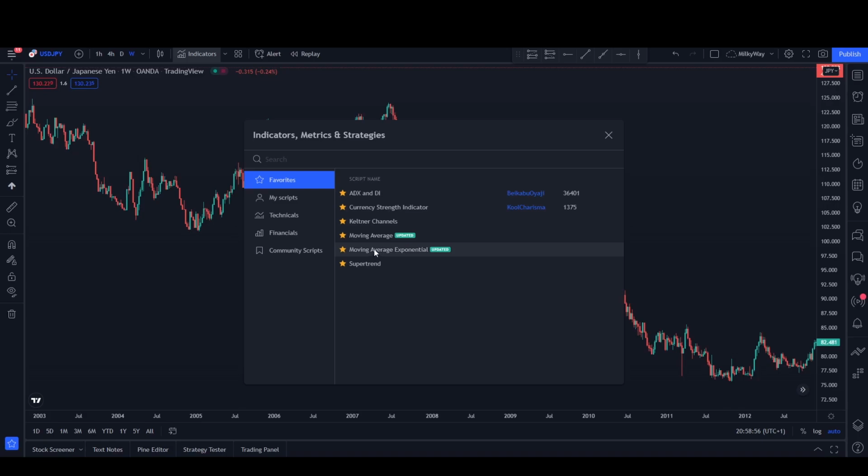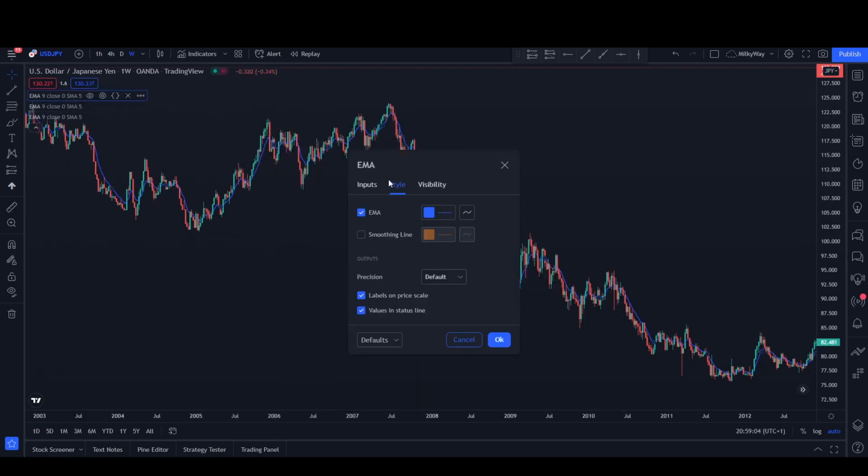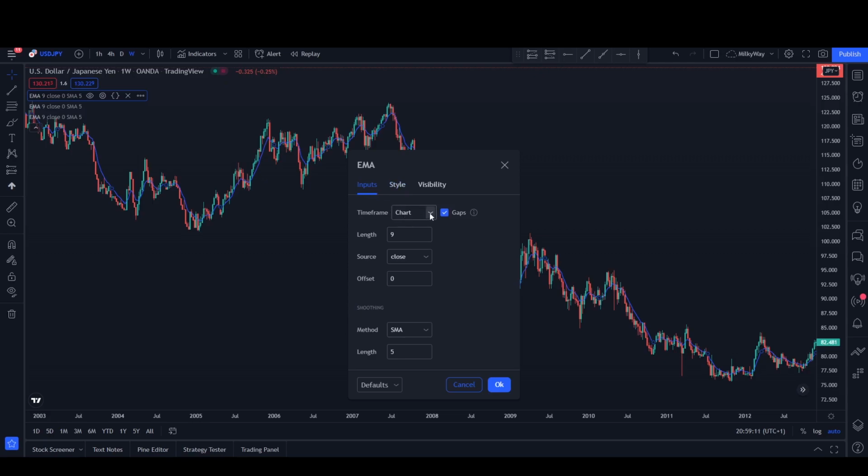We've got 3 exponential moving averages. So I'm just going to click 3 times and then change the settings. So the first EMA, which is the 9 EMA, we can leave it in blue and leave the same settings. We're just going to change the method to EMA.